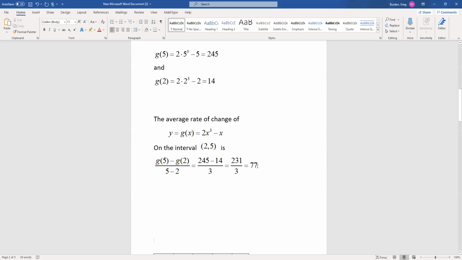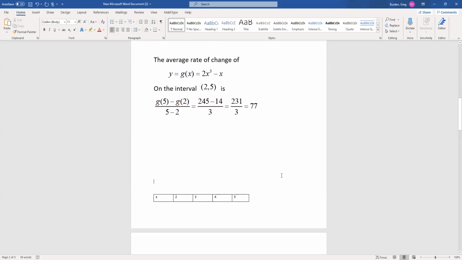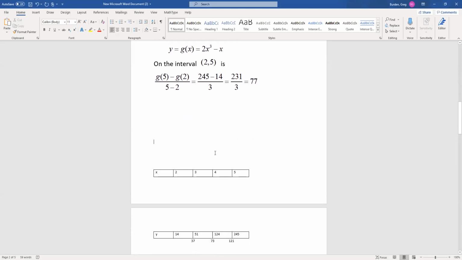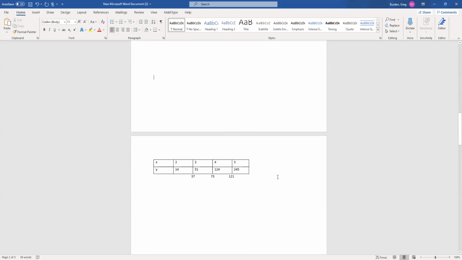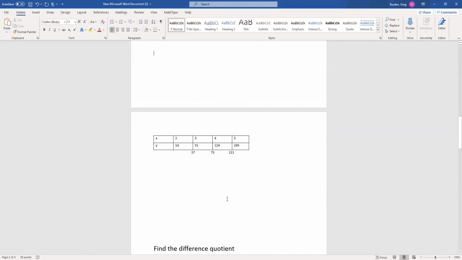Now, what does that 77 mean? Why is that an average? Why do we call this the average rate of change? Well, if you were to put together a table of values here, let's suppose we just look at x values of 2, 3, 4, and 5. So I just chose the integer values on the particular interval we're looking at.